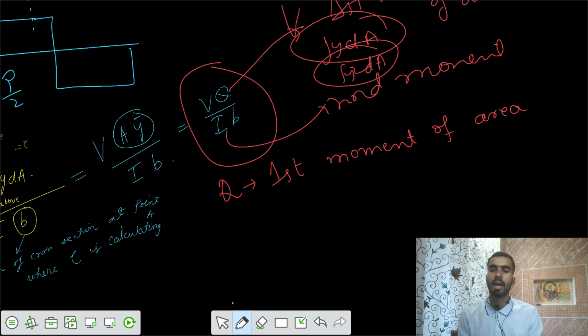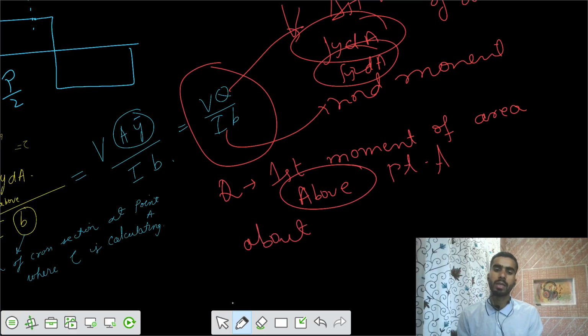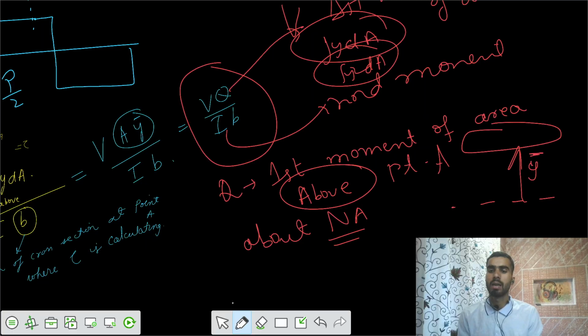Let's say the area is the area above point A. The first moment is about the neutral axis, because you took y from the neutral axis, and there is some centroid of that particular area from the neutral axis, which we can call y bar or yc, and you had some area dA. So we are calculating the first moment of area about the neutral axis. That is your value of Q.